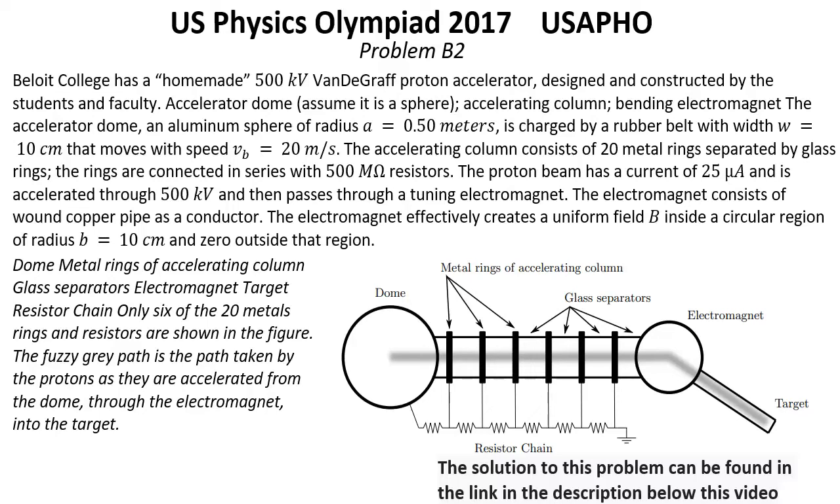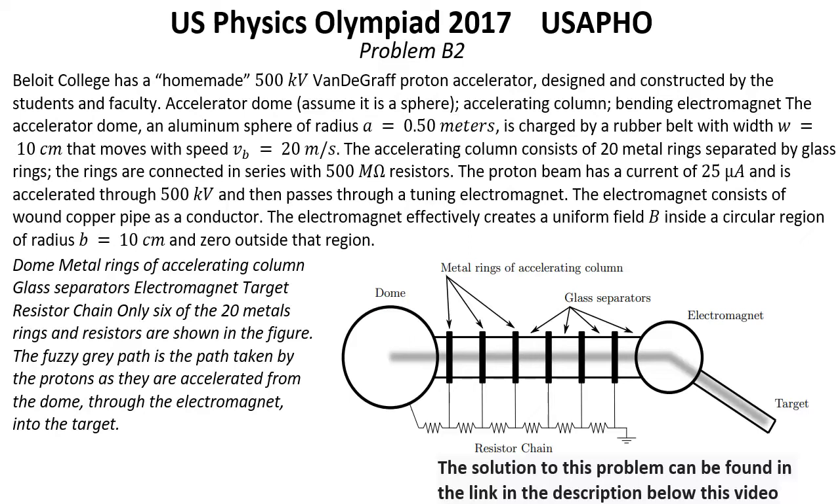The accelerating column consists of 20 metal rings separated by glass rings. The rings are connected in series with 500 megaohm resistors. The proton beam has a current of 25 microampere and is accelerated through 500 kilovolt and then passes through a tuning electromagnet. The electromagnet consists of a wound copper pipe as a conductor. The electromagnet effectively creates a uniform field B inside a circular region of radius R equal 10 centimeters and zero outside that region.